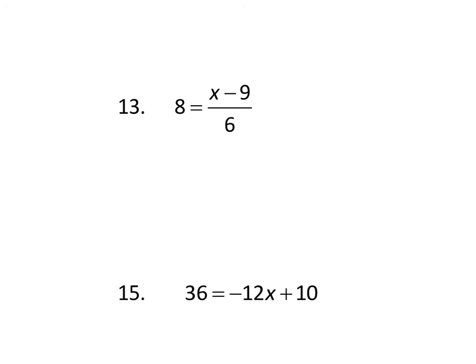Number 13 is the one where you need to be careful because the 6 is dividing into both the x and the x minus 9. There's unseen parentheses there. So we do anything inside the parentheses last. So we're going to multiply by 6 first. I forgot to put my separator line in there, so I've done it. 6 times 8 gave me the 48. And now I can remove the parentheses because there's nothing else on the outside of them. I finish this by adding that 9 to both sides and get 57 equals x.